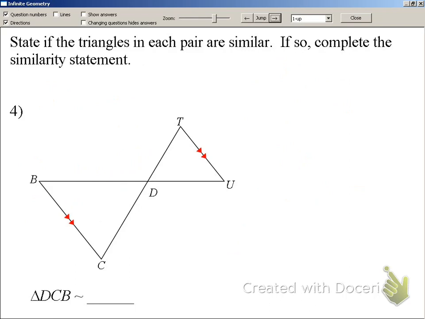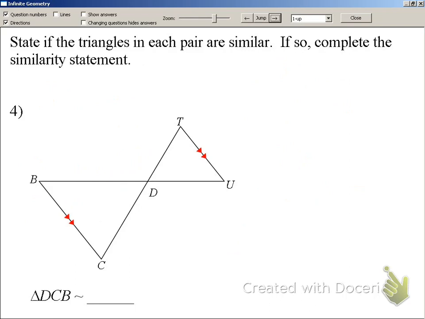State if the triangles in each pair are similar. If so, complete the similarity statement. So now we want to determine if they're similar, and if they are, what triangle is similar to what. It doesn't say by how, but just which triangle is similar to what.